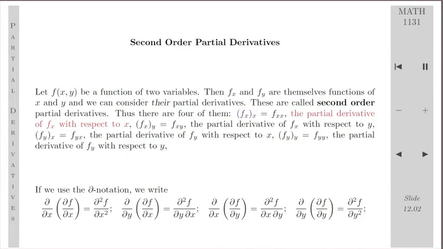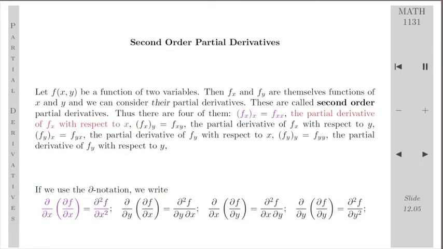If I use the d notation, then I will write that as the partial derivative of f with respect to x differentiated again with respect to x. As in the case of one variable functions, we abbreviate this as d squared f over dx squared.